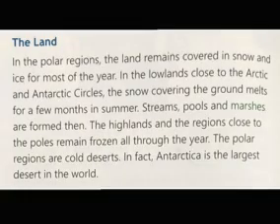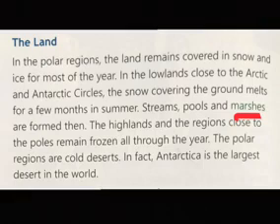Now, land of this region. In the polar regions, the land remains covered in snow and ice for most of the year. In the lowlands close to the Arctic and Antarctic circles, the snow covering the ground melts for a few months in summer. Streams, pools and marshes are formed then. Marshes are areas of soft wetland, like an area that is muddy because water cannot flow away from there.